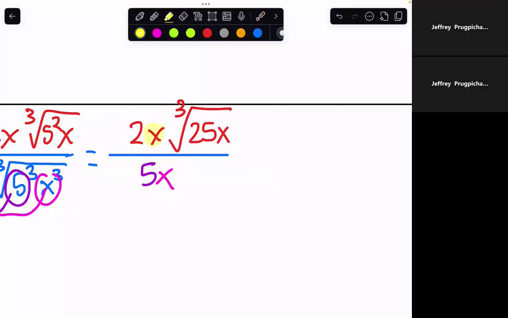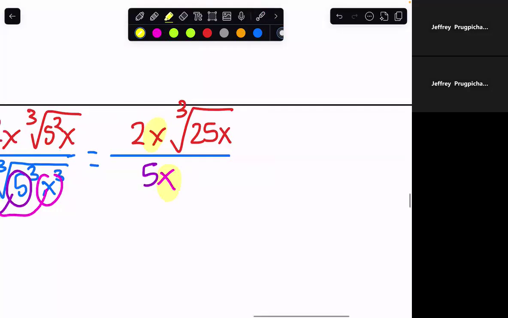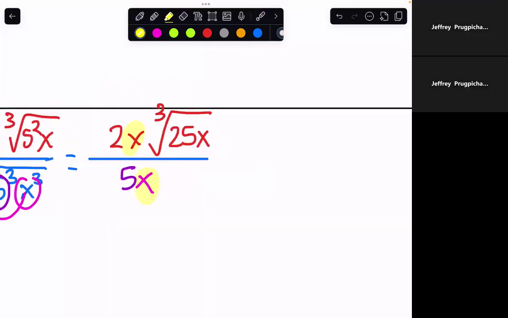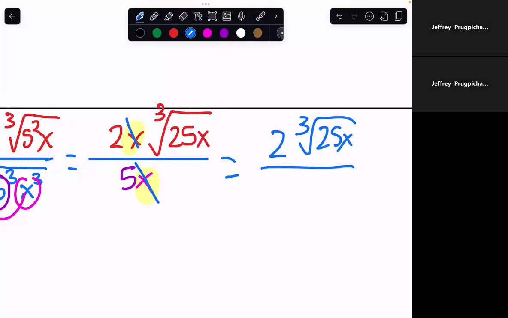All right, so this x and this x can cancel out. They are both factors of their respective rows, so they can be divided away. So you can just get rid of the 1x from each section. And that leaves us 2 cube root 25x in the numerator over 5 in the denominator.